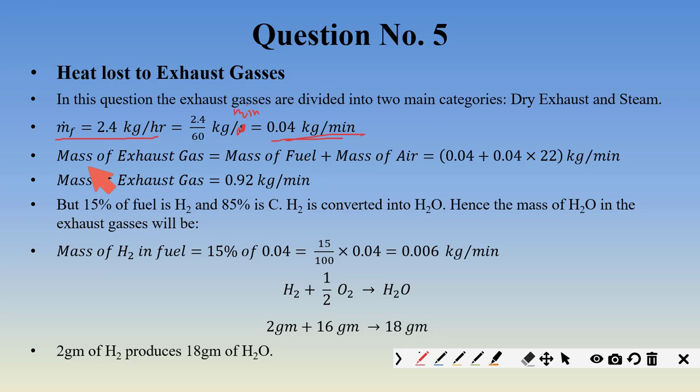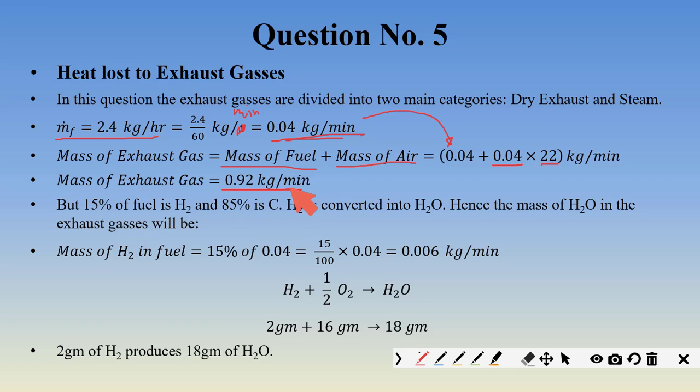What is the mass flow rate of the exhaust gases? You should know by now, exhaust gases are made up after the combustion of fuel inside air. Therefore, mass flow rate of exhaust gases is mass flow rate of fuel plus mass flow rate of air. This is the mass flow rate of fuel. How can we find the mass flow rate of air? Mass flow rate of air is mass flow rate of fuel into air fuel ratio. So this is the total mass flow rate of exhaust gases.